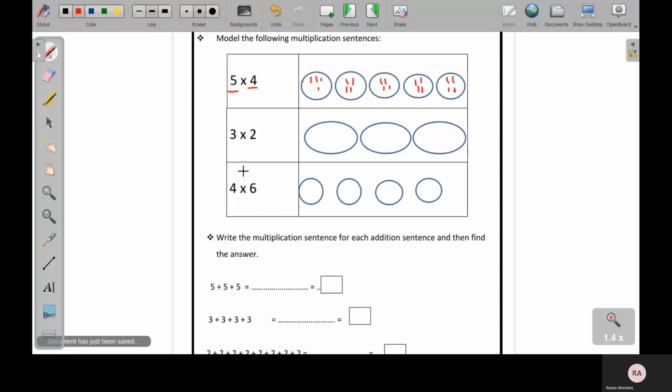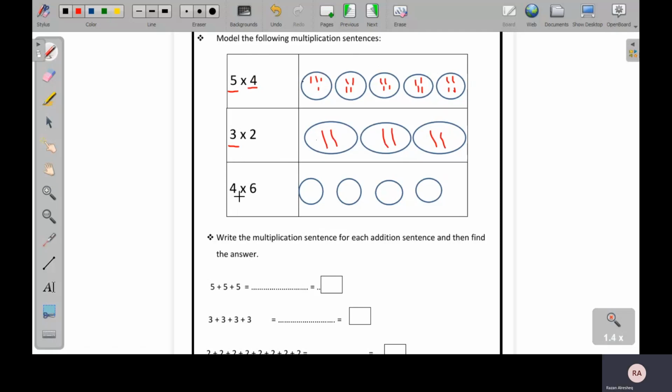All right? My second multiplication sentence is 3 multiplied by 2. Here, I look at my first number. I see that it's 3. So I make 3 groups. And I place 2 items inside each group. So right now, I finished modeling my second multiplication sentence. And I count by 2s to get my answer. I have 2, 4, 6.